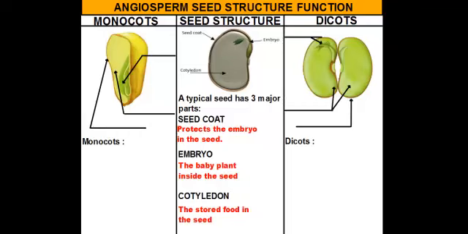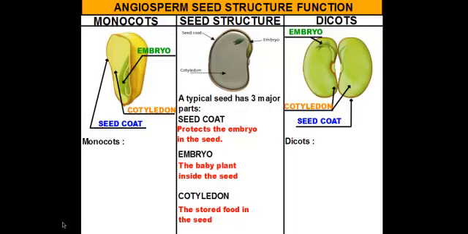The monocots and the dicots are the two types of angiosperm seeds, and even though they do look different, they do have the same structures. So, for example, we have the embryos in the seeds, so those are the baby plants. We have the seed coat for the seeds to offer the protection, as we said, and then lastly, we have the cotyledons of the seeds.